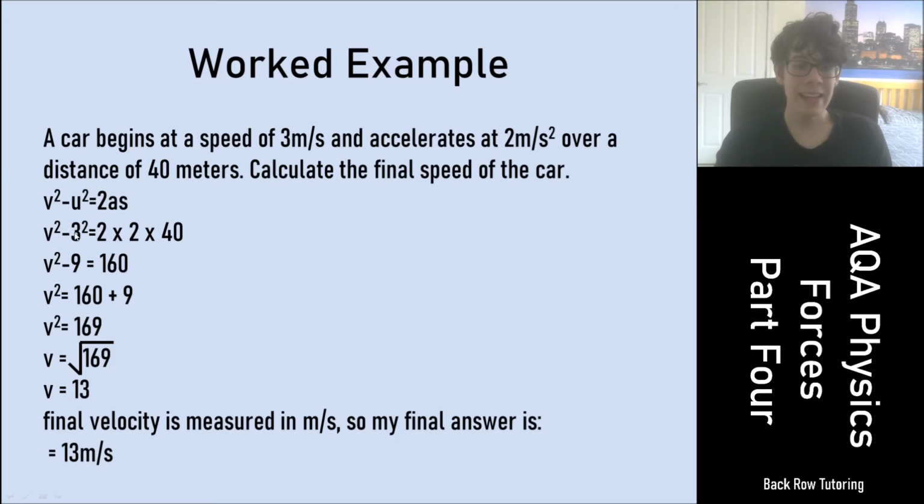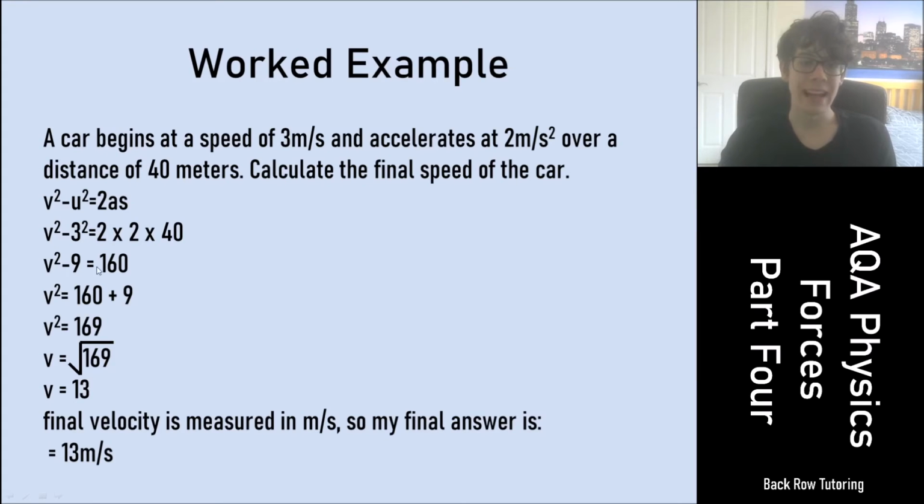v squared minus 3 squared, and the reason this is 3 squared is because it begins at the speed of 3 meters per second and the u is the starting speed. So we're going to bring 3 into the equation. We've got 2 multiplied by the acceleration, which is 2 meters per second squared, multiplied by the distance travelled, which is 40 meters. So v squared minus 3 squared is equal to 2 times 2 times 40. Simplifying the right hand side, 2 times 2 times 40 is 160. Well, 3 squared is 9. So v squared minus 9 is equal to 160.